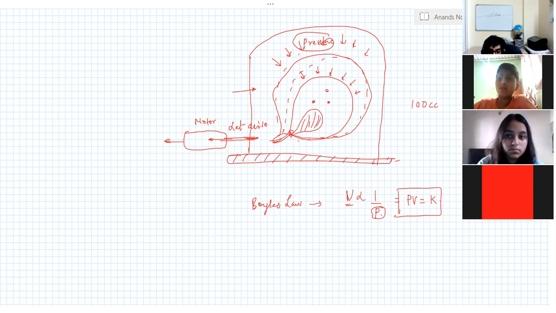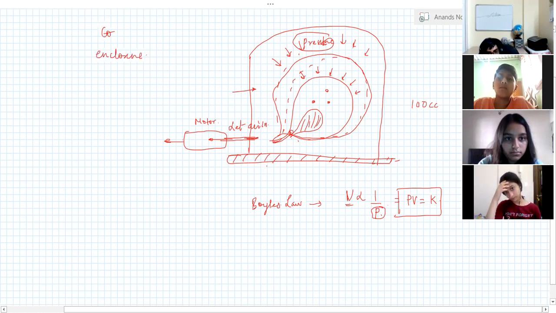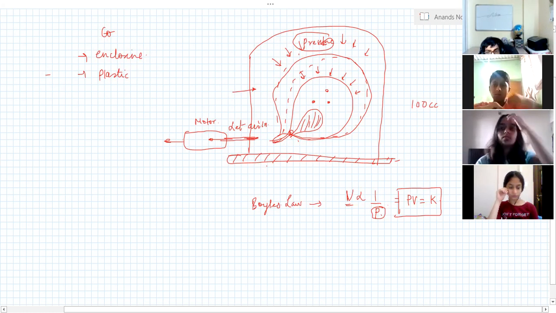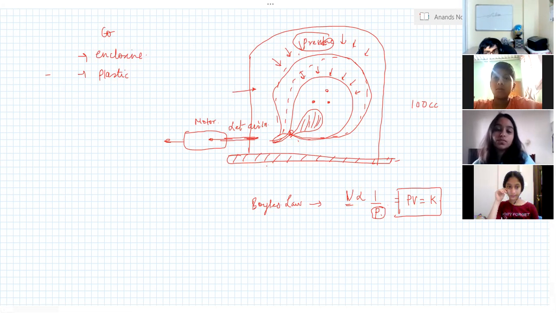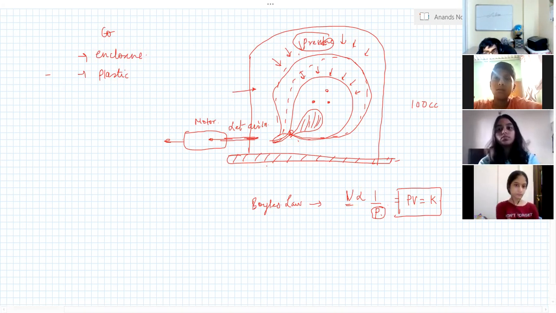So what I had said was, if you use any enclosure, like a balloon, which is made up of a thin material, it can freely expand and contract. Or you can also take a flimsy plastic container, which can expand. Plastic cannot expand much, so balloon is something which can actually expand. If you take that material, you can physically see the volume of the gas increasing and decreasing. Is it all right, guys?